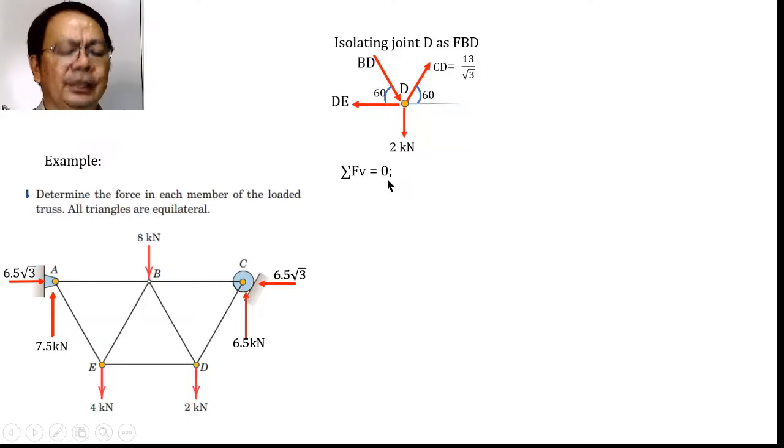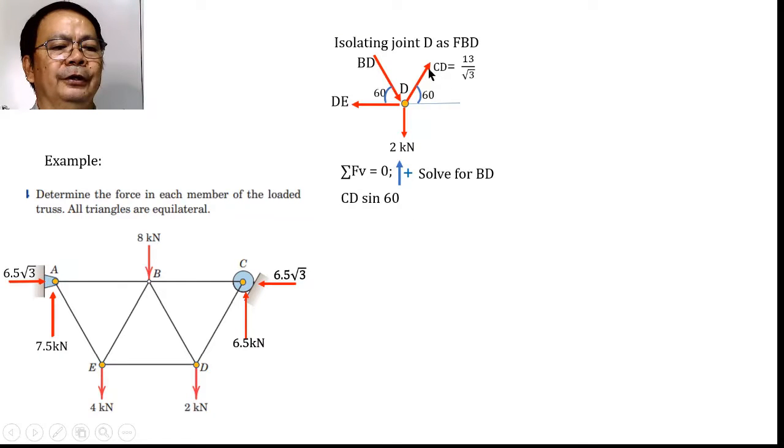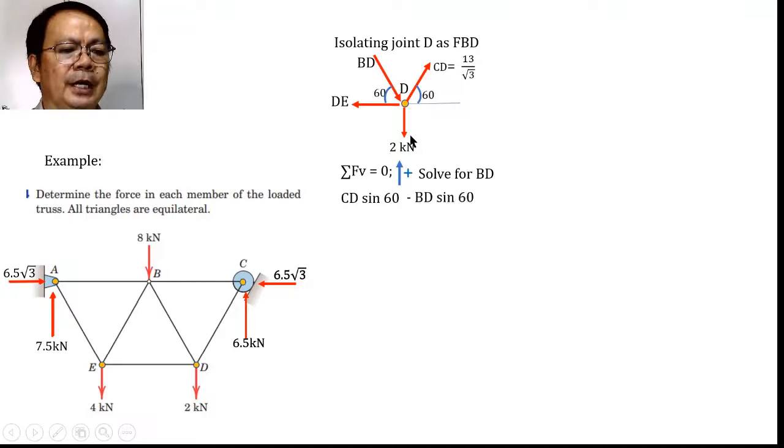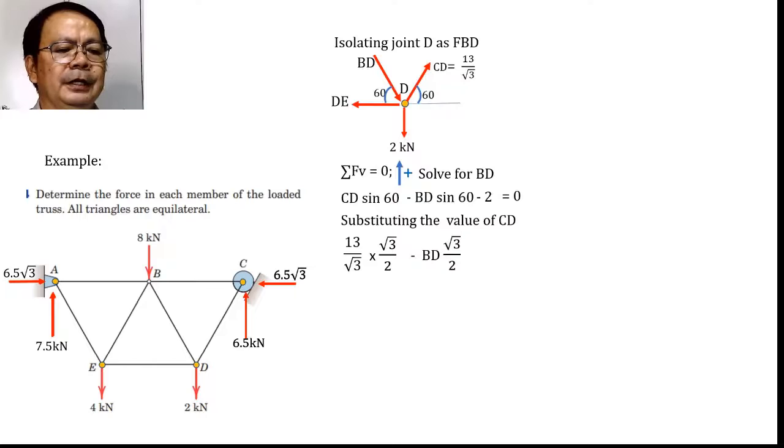Therefore, if we will sum up vertical equal to 0, so what do we have? Assume natin that upward is positive, and so from here, we can solve for BD. And what will be our equation? Unahin natin itong CD sine of 60 minus this one, BD sine of 30. Sine of 60 minus 2 shall be equal to 0. If we are to substitute CD, which is the square root of 13 over the square root of 3, and also the sine of 60, which is the square root of 3 over 2. Di ba? Minus BD multiplied by the square root of 3 over 2 minus 2 shall be equal to 0.